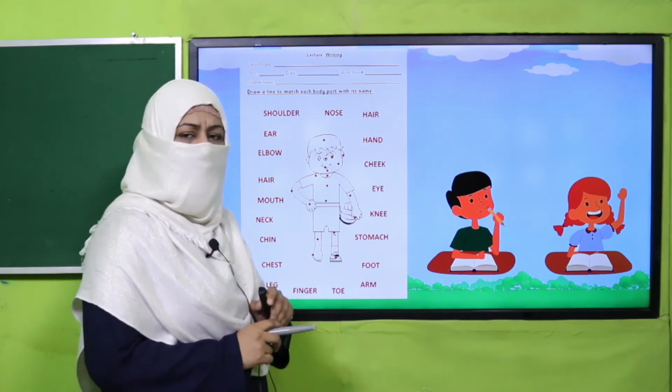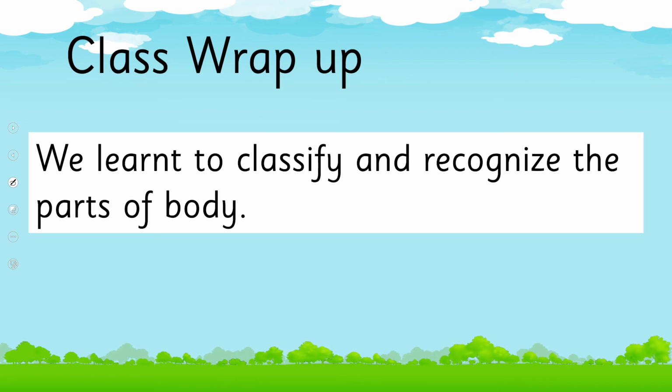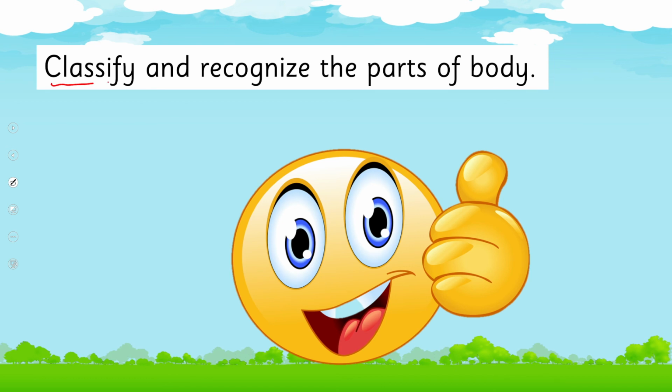And students, what you are going to do: the names of many parts of body are there. You have to match each with the correct part. So where it goes, where is hand, where is cheek, you will match it with the relevant part. Okay, so this is how you will complete this worksheet. And what we have learned today, we learned to classify and recognize the parts of body. Right, in this way we achieved our SLO, to classify and recognize the parts of body.